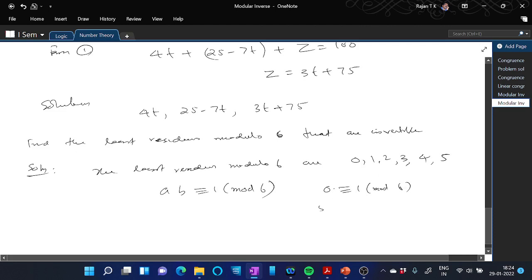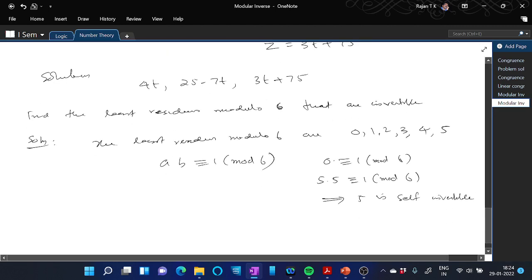Now what about 5? 5 into 5 is congruent to 1 mod 6, because 5 into 5 is 25. 25 minus 1 is 24, which is clearly a multiple of 6. So the inverse of 5 is 5 itself. So that means this 5 is self-invertible here.